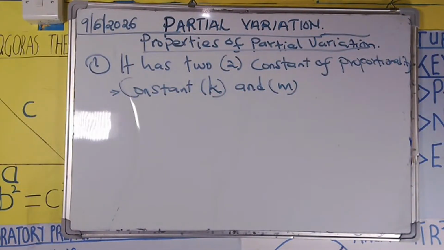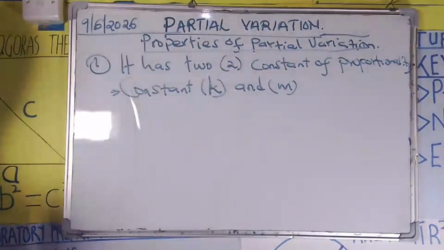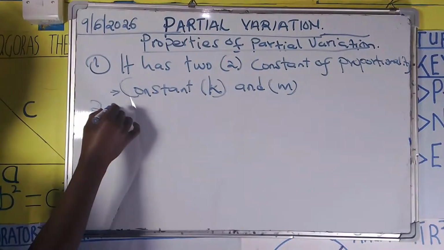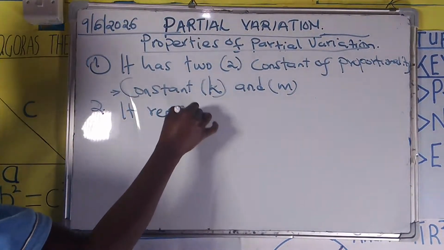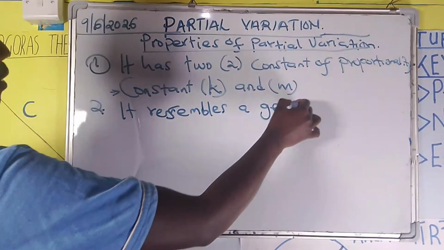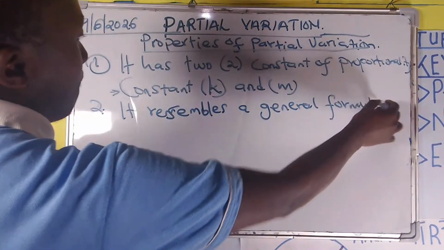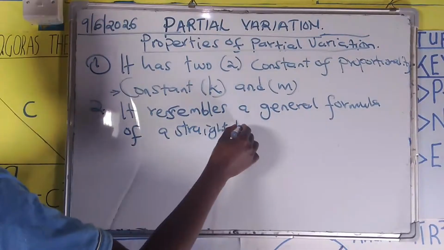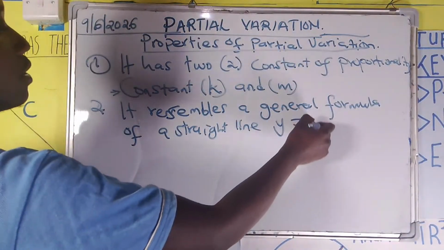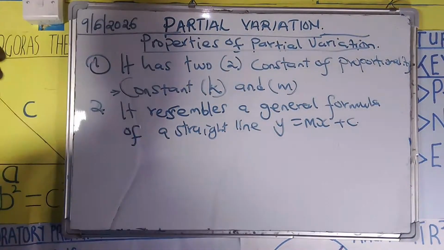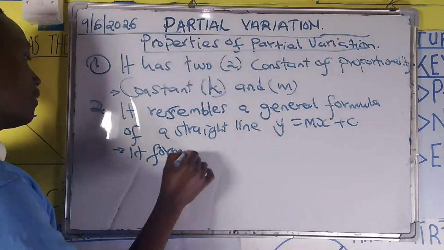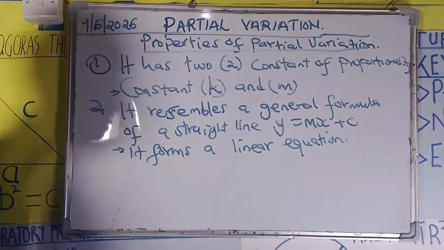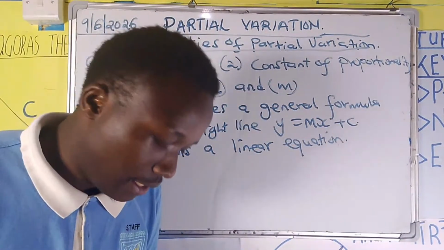The second property of partial variation is that it resembles the general equation of a straight line, which is y equals mx plus c. So it forms a linear equation.